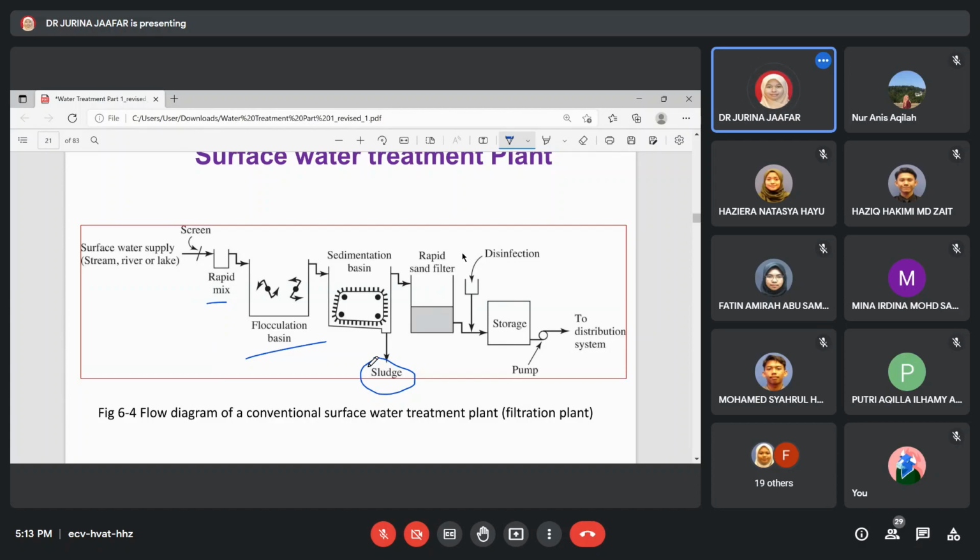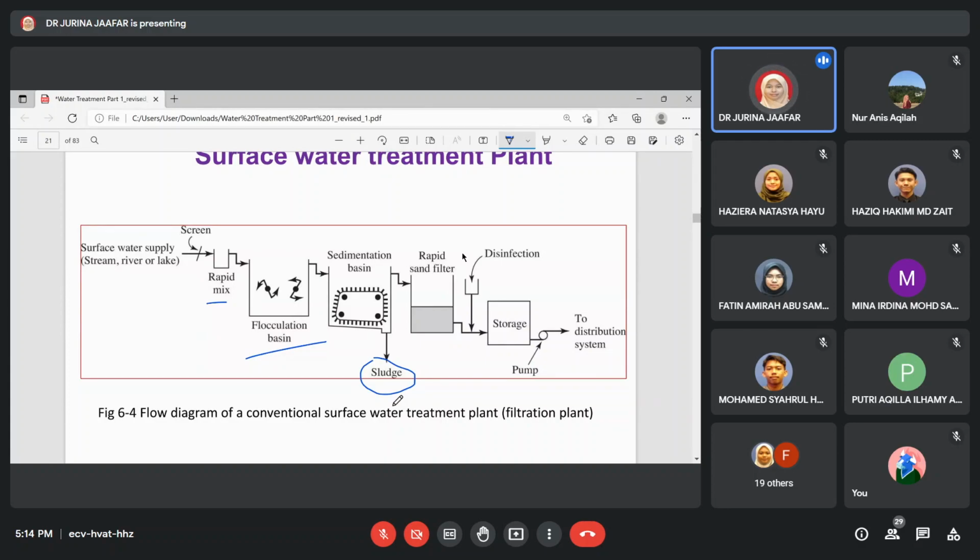suspended materials. Suspended material ni akan dikeluarkan masa dalam proses of treatment, dipisahkan dengan air. So what will happen, it will settle down at the bottom of the basin, and dia akan dikenali sebagai sludge. So we will remove the sludge. We need to know how to manage and handle the sludge, because normally we produce a mass of sludge. Banyak. So sludge ni macam lumpur, masa dia keluar tu dia macam lumpur. Lumpur tu kita tahulah tanah yang basah dan berat dan sebagainya, itu perlu kita manage as engineer.